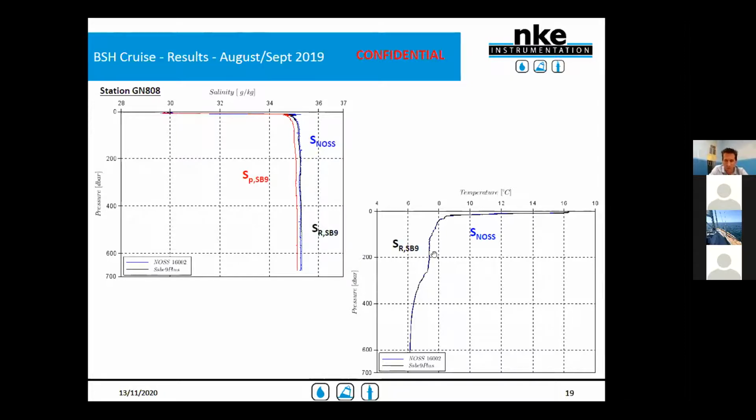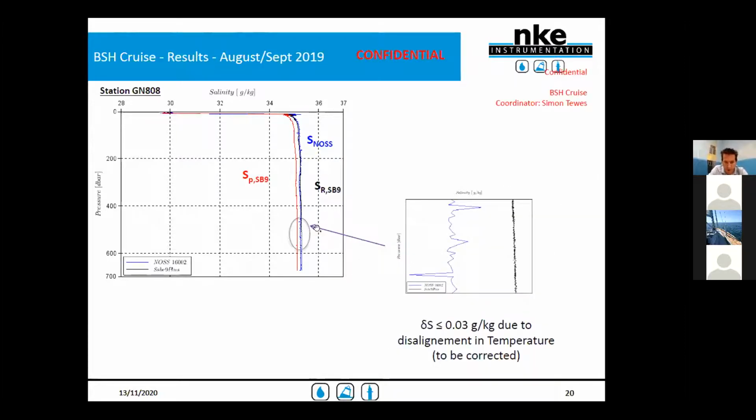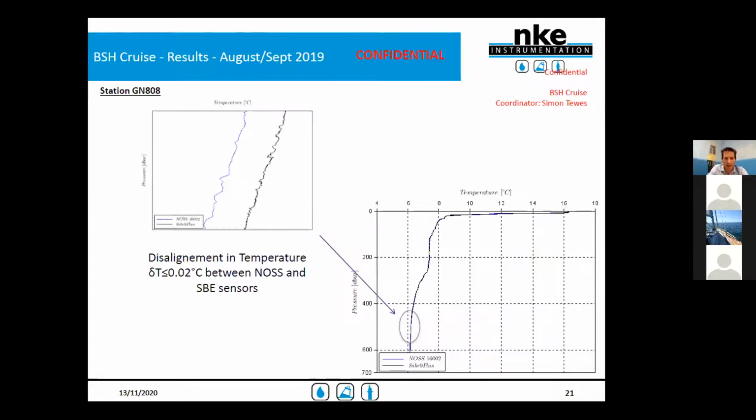We have good behavior between the NOSE and reference salinity, and in temperature too. If we zoom on the graph, we measure a difference of salinity. Our hypothesis is that it is due to a misalignment in temperature, so we need to correct this default. If we check the temperature profile, we see the misalignment in temperature.